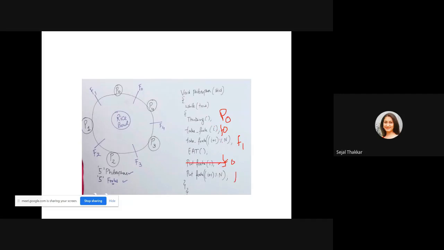Right fork down. So first left fork, second right fork. It will then keep the right fork down. Then he will start thinking again. As and when he needs to eat, he can. Now suppose P2 needs to eat, so P2 will do the same process.